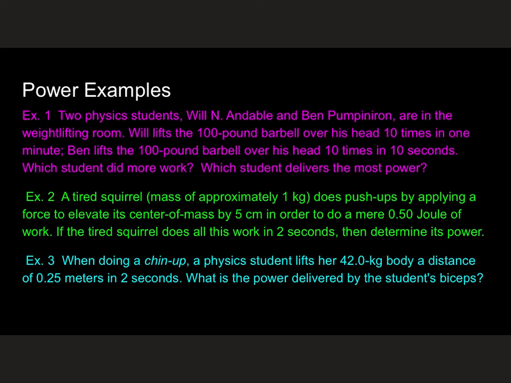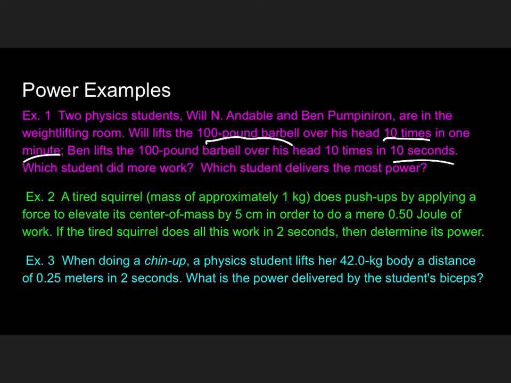And this first one is pretty much conceptual. So let's just think about it. So you got two students. You got Will and Ben, right? They're both lifting weights. They both lift 100-pound barbells. They both do it 10 times. Will, however, takes a minute to do his, while Ben takes only 10 seconds. Now, it asks, who did more work?